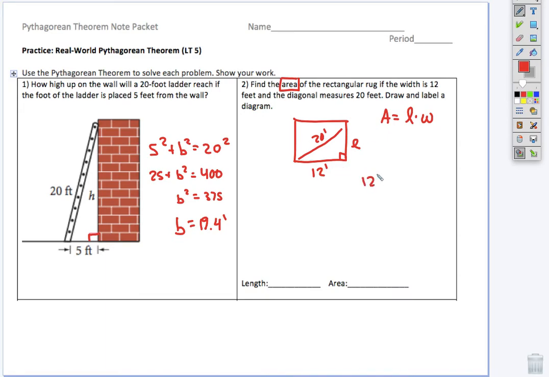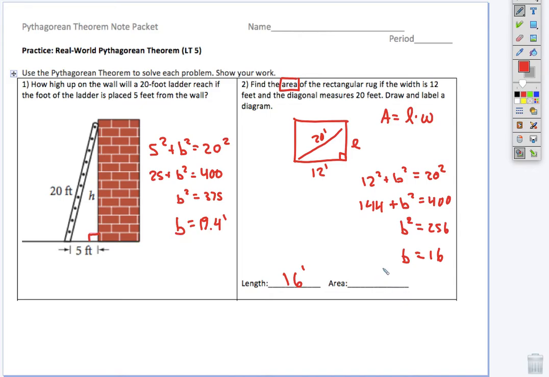So we're going to do 12 squared plus b squared equals 20 squared. That's 144 plus b squared equals 400. Subtract these. B squared equals 256. And then square root, we get b equals 16. So the length here is 16 feet.